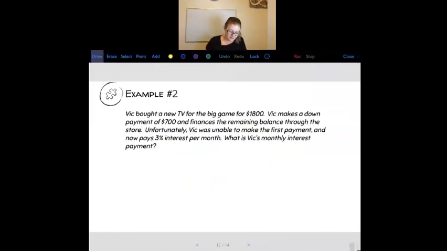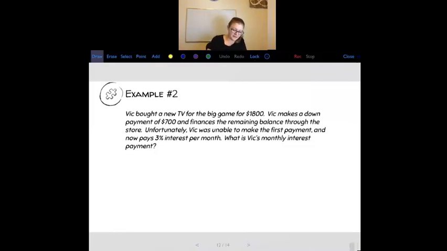Next, Vic bought a new TV for the big game, can't say Super Bowl, for $1,800. Vic makes a down payment of $700 and finances the remaining balance through the store. Unfortunately, Vic was unable to make his first payment and now pays 3% interest per month. What is Vic's monthly interest payment?